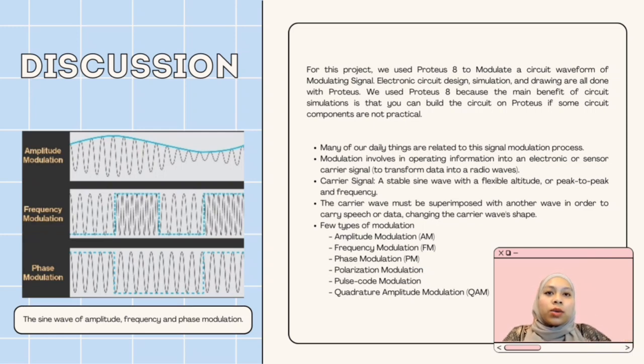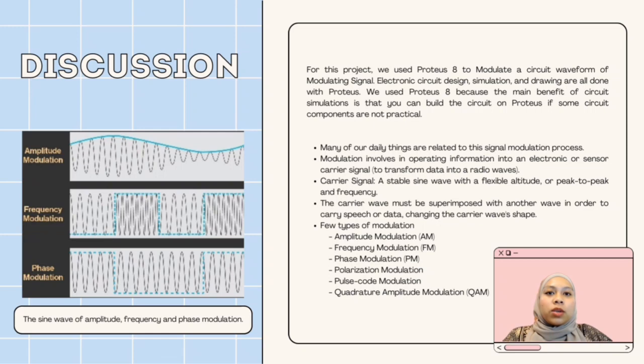Many of our daily things are related to this signal modulation process. This is why we chose modulation signal. Modulation involves encoding information onto an electronic or optical carrier signal, which is to transform data into a radio wave.